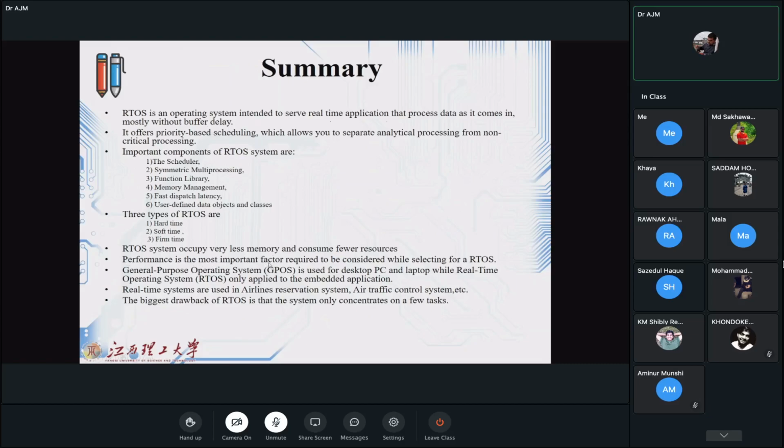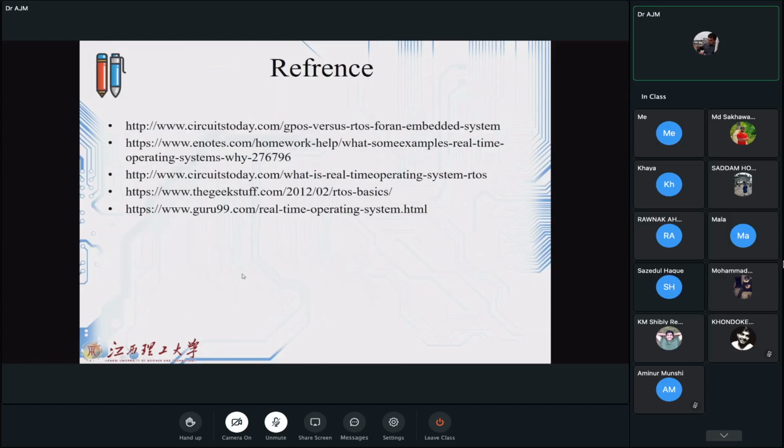Performance is the most important factor to be considered when we want to select an RTOS. A general-purpose operating system, GPOS, is used for desktop PCs and laptops, while an RTOS is only applied in embedded applications. And real-time systems are used in airline reservation systems, air traffic control, etc. The biggest drawback of an RTOS is that a system only concentrates on a few tasks, but a big but: people are working on the RTOS, and I think that soon this big drawback will go away.